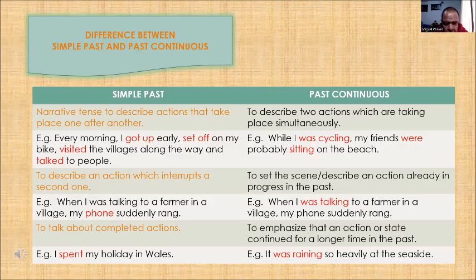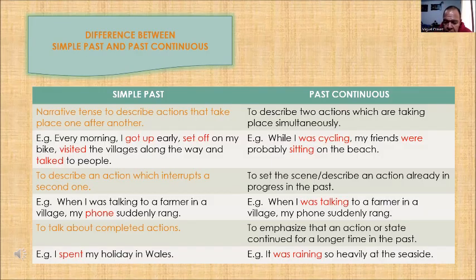For example, every morning I got up early, set off on my bike, visited the villages along the way, and talked to people. It is used to describe an action which interrupts a second one. For example, when I was talking to a farmer in a village, my phone suddenly rang. Or to talk about completed actions. For example, I spent my holiday in Wales.